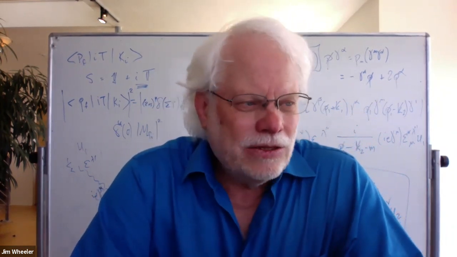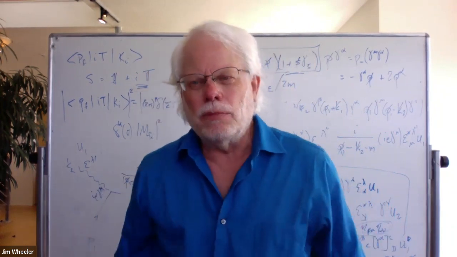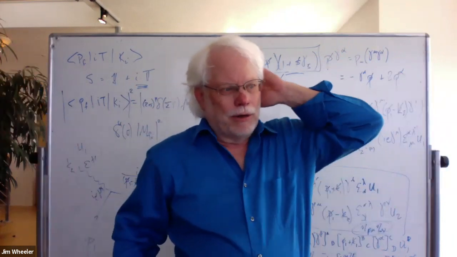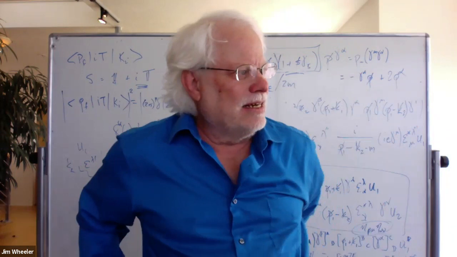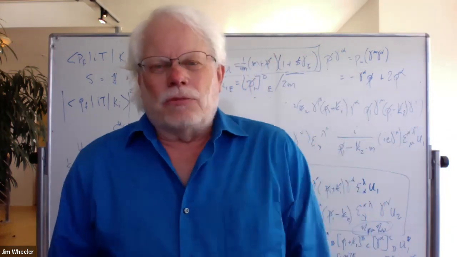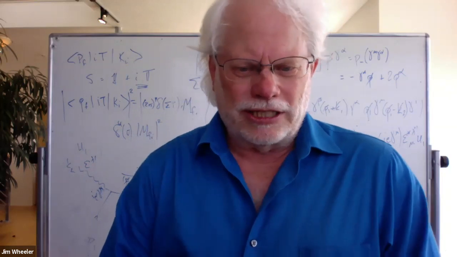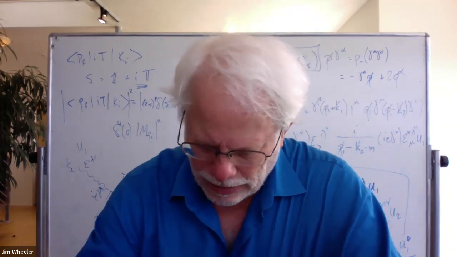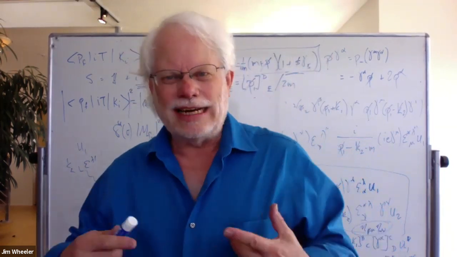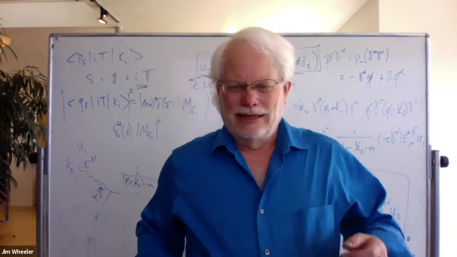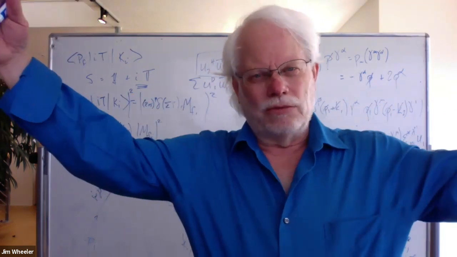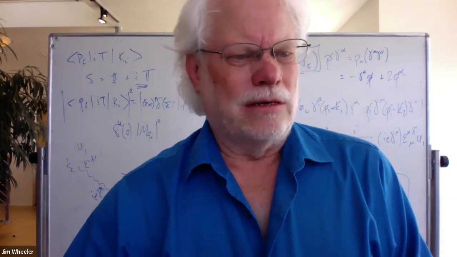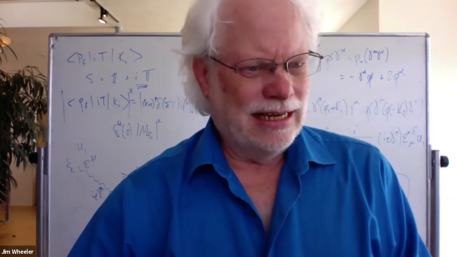But the way to handle that is to use what's called a box normalization. You put everything in a finite box. Now the box can be as big as you like, but what that does is it technically makes your momentum discrete. So you're dealing with a sum and you carry everything through. And by the time you compute a rate, you've divided out all the volumes of the box. And you have something which, as you let the volume go to infinity, stays finite. I could actually work through that if you want to see that.